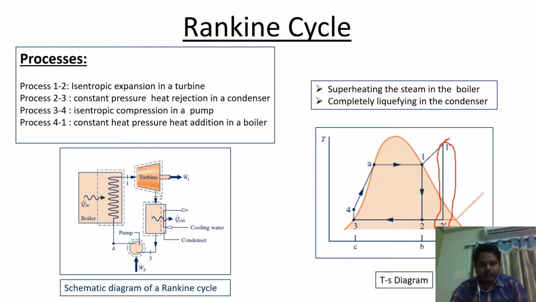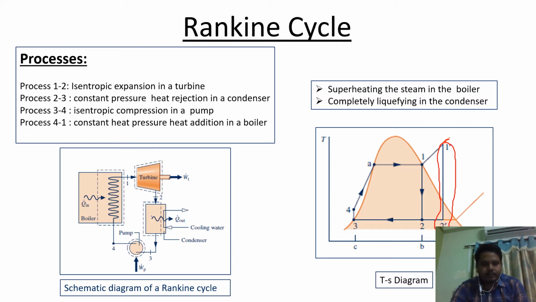Process 2 to 3. What is happening in the condenser? In the process 2 to 3, this water vapor mixture is converting into pure liquid. So that's why this is the point 2 to 3. This water vapor mixture is converting into pure liquid. So that's why this point is on the saturated liquid line.